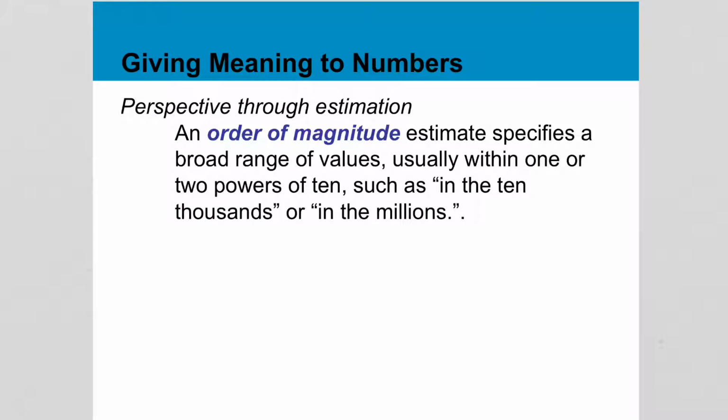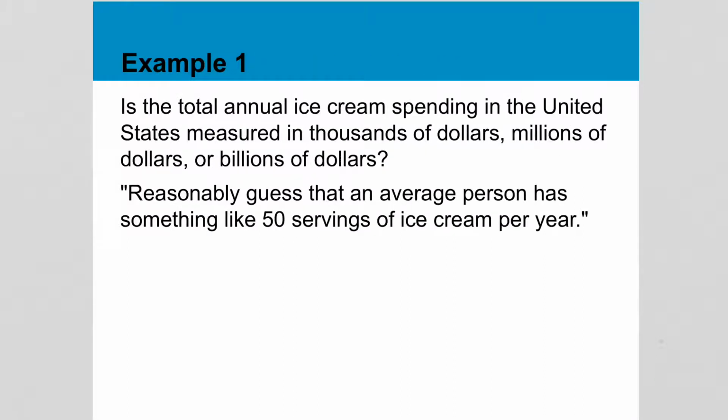Perspective through estimation: an order of magnitude estimate specifies a broad range of values, usually with one or two powers of 10, such as in the 10,000s or in the millions. So let's look at an example. It says, is the total annual ice cream spending in the United States measured in thousands of dollars, millions of dollars, or billions of dollars?